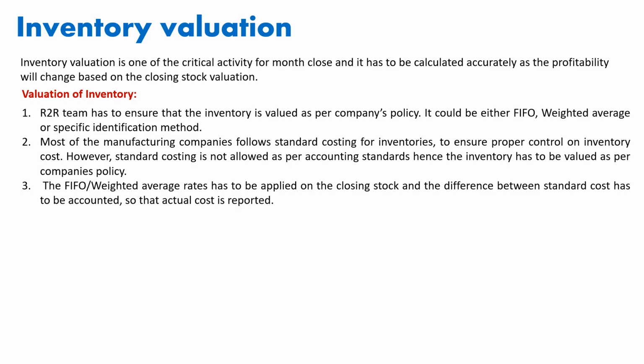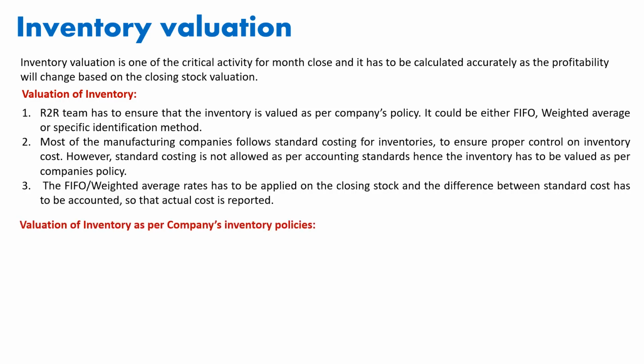The FIFO method or weighted average method has to be applied, but the FIFO and weighted average rates have to be applied on the closing stock. And the difference from standard cost has to be accounted for so that actual cost is reported in the books of accounts, right?